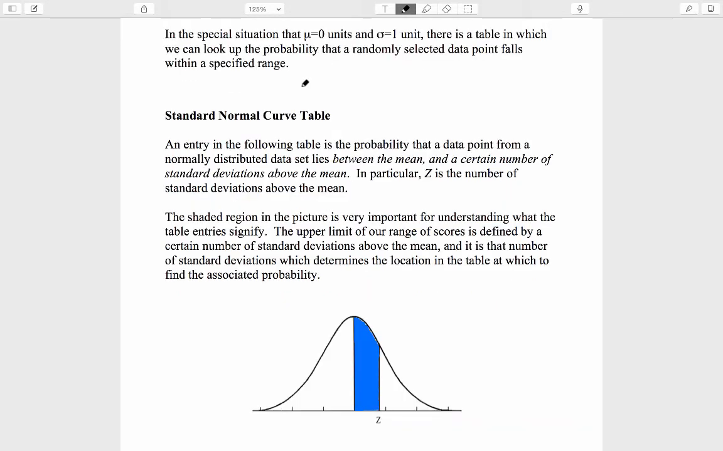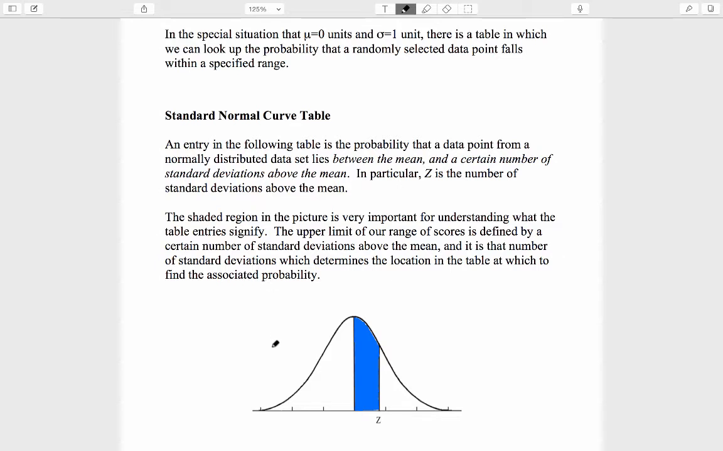In the special situation that mu equals 0 units and sigma equals 1 unit, there's a table in which we can look up the probability that a randomly selected data point falls within a specified range. You'll see this table in a moment. It's also available in the book and on Sakai, and can easily be found online. This table is called the standard normal curve table.